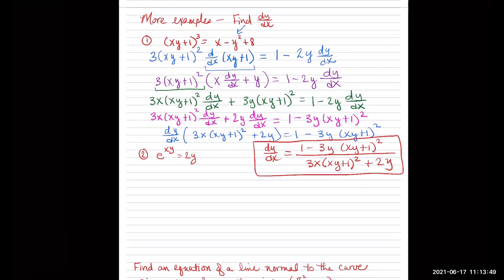You got lost in the green part. Okay, let's go back and look at that, Garrett. So in the green part is where I distributed. So notice I have this 3 times (xy plus 1) squared here. So I multiplied that times the first term. That's where I got this. And then I multiplied that times the second term. That's where I got this. So I distributed through the parentheses.